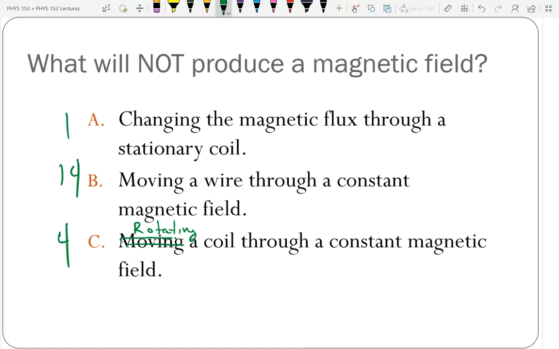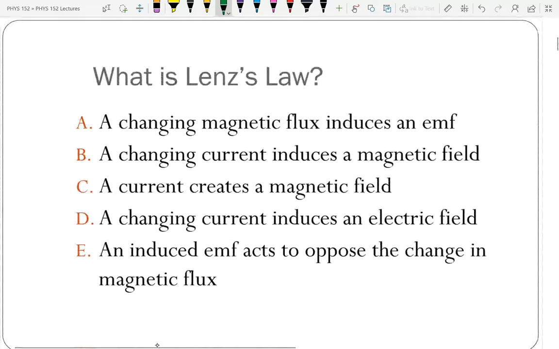If it's rotating, then you're changing magnetic flux through the coil, and it's definitely going to induce a current. According to Lenz's law, it'll create a magnetic field opposing the change in flux. So, the follow-up question: what is Lenz's law? One of these statements should be the correct one.